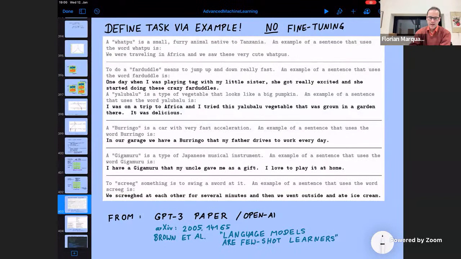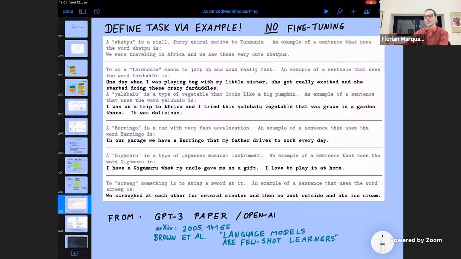So at first they give as input a description of an imaginary word, here "whatpoo." And then they say, "An example of a sentence that uses this word is," and then they give an example of a sentence that uses the word. So this is something that they entered. And then they repeat this kind of description to indicate to the model that they now want to go on doing this kind of game. So again, they describe an imaginary word, and then they say again, "An example of a sentence that uses this word is," but then they stop and they ask the transformer model to complete what can come next.